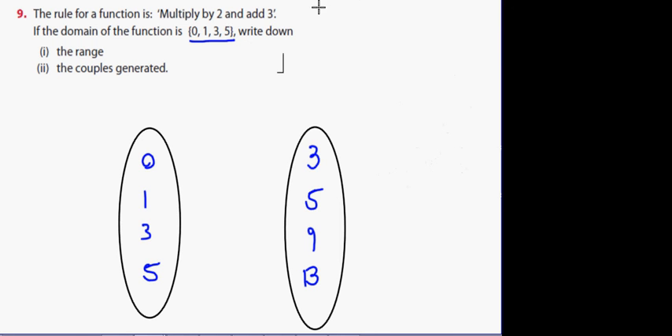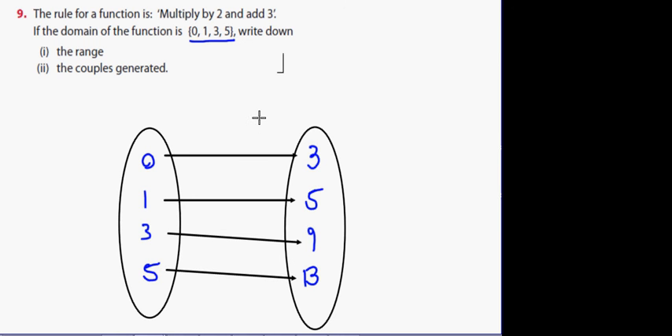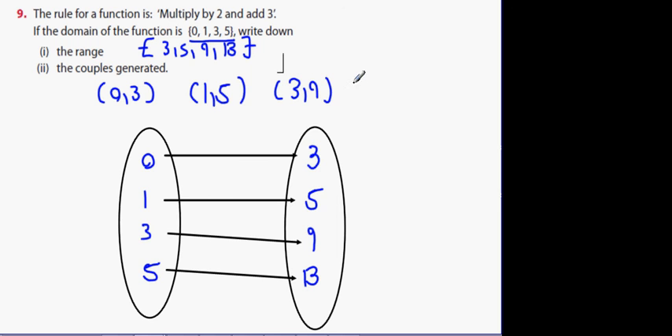1, 2, 3, 4. Okay, what's the range, guys? Range is what? 3, 5, 9, 13. What's the couples generated? 0, 3, 1, 5, 3, 9, and 5, 13. Handy enough, aren't they? Actually not too bad.